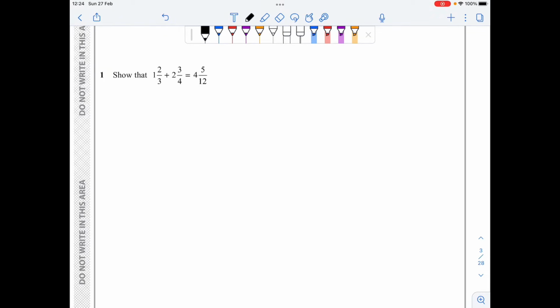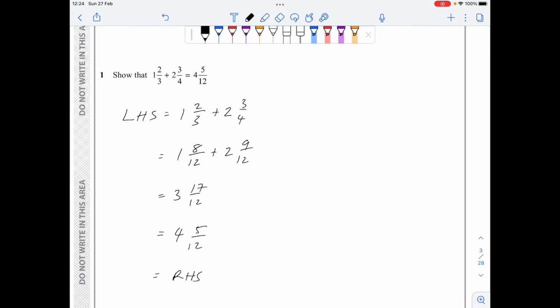In question 1, I'll start with the left-hand side, which is 1 and 2 over 3 plus 2 and 3 over 4. I'll make the denominators the same, so I've got 1 and 8 over 12 plus 2 and 9 over 12. This gives me 3 and 17 over 12, or 4 and 5 over 12, which is equal to the right-hand side, hence proved.